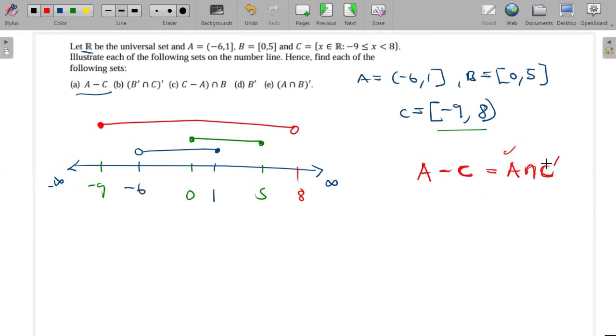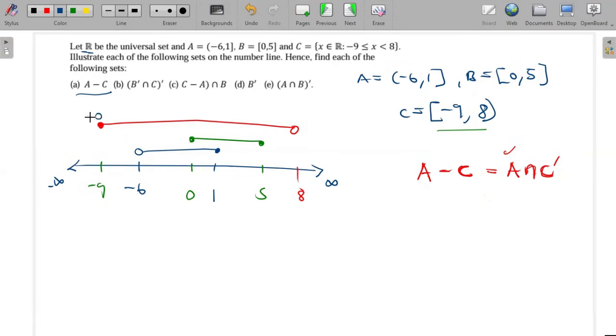By definition, what does complement mean? The complement of a set is all the elements that are not in that set but are in the universal set. Now, our set C, which is in red here, has -9 all the way to 8, but 8 is not part of it. So the complement is going to be open at -9, meaning -9 will not be in the complement, because it's in C.